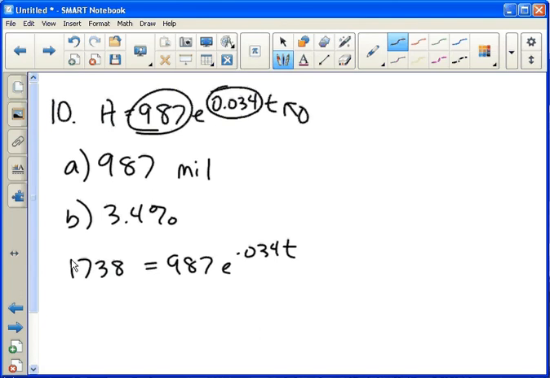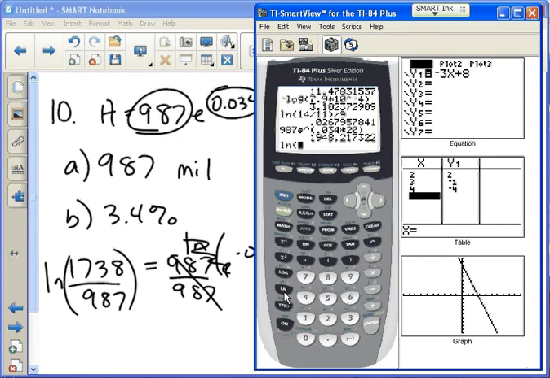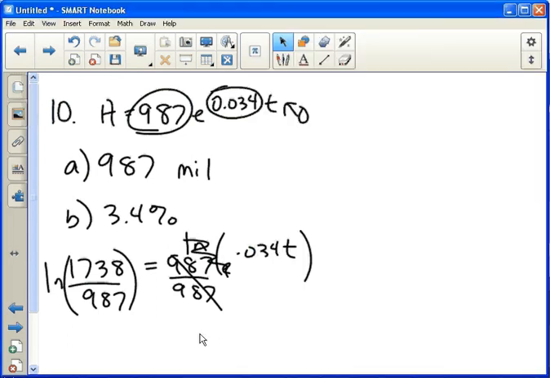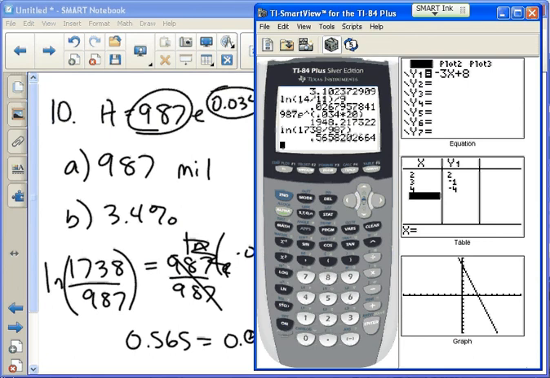And then to get rid of the e, we take the natural log. That cancels out the e. So let's go ahead and do that part. Natural log of 1738 over 987. We get that number. That number, 0.565, is equal to 0.034t. So then we divide this number by 0.034 to find the time of 16.64 years. So that's 16 years after 1984, which would be the year 2000.